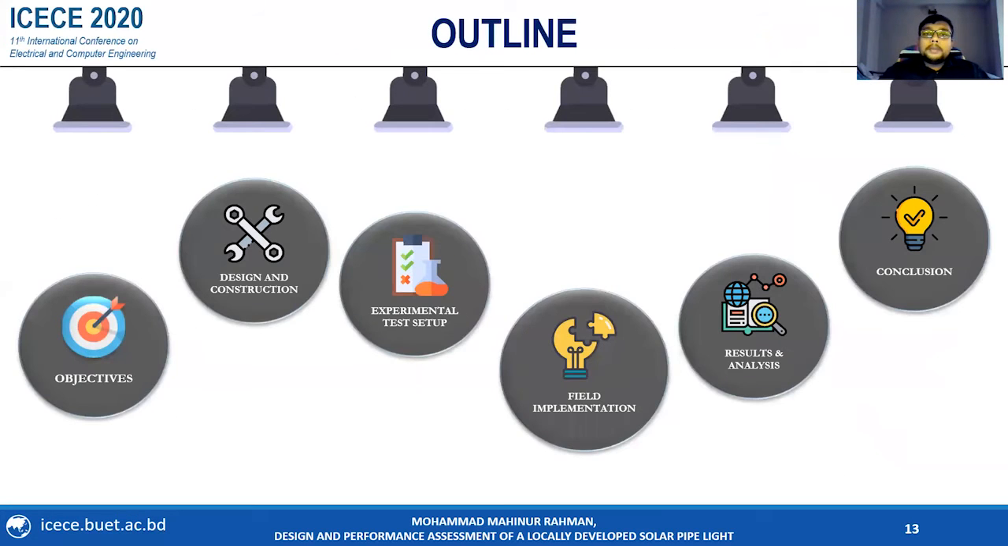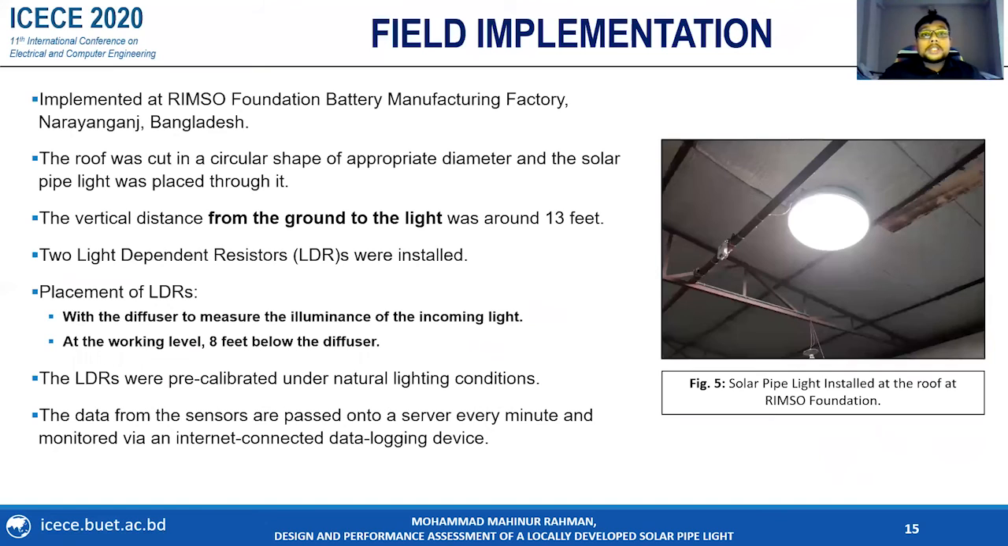Now, moving into the field implementation, our constructed solar pipe light was implemented at Rimso Foundation Battery Manufacturing Factory at Narayanganj, where the roof was cut to an appropriate diameter and the solar pipe light was placed into it. The vertical distance from the solar pipe light diffuser surface to the ground is 13 feet.